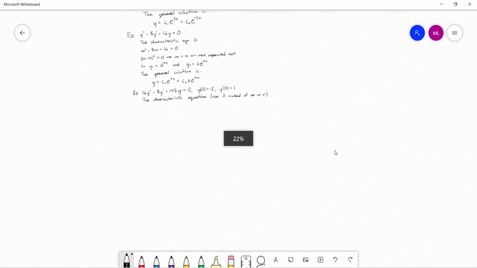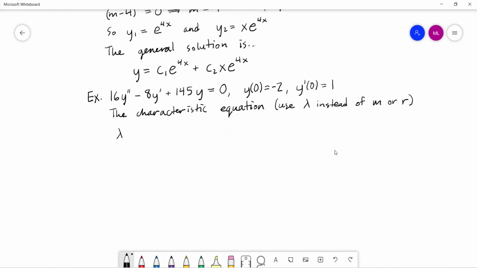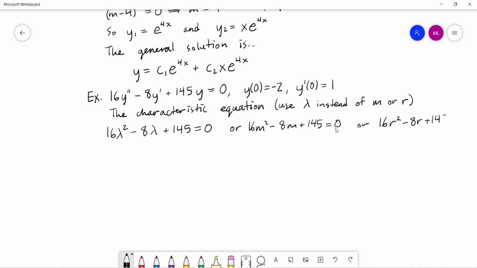It's hopefully not scary, it's just a different letter. You could see it written as lambda squared minus 8 lambda plus 145 equals 0, or m squared minus 8m, sorry, I missed my 16. 16 lambda squared minus 8 lambda plus 145 equals 0. So again, just bring these coefficients down and replace the y double prime, y prime, and y, respectively, with lambda squared, lambda, and 1, or m squared, m, and 1, or r squared, r, and 1. So all of these are totally equivalent. We've just changed the variable we're using.